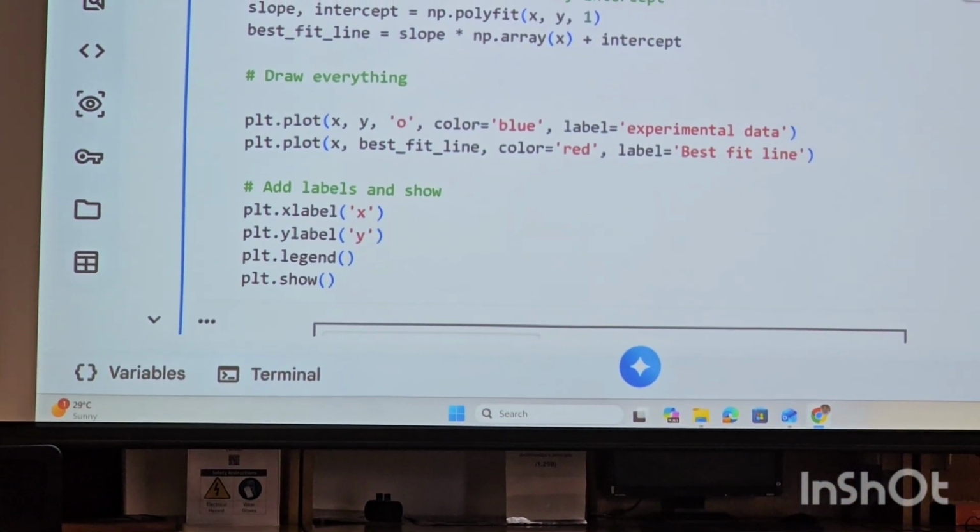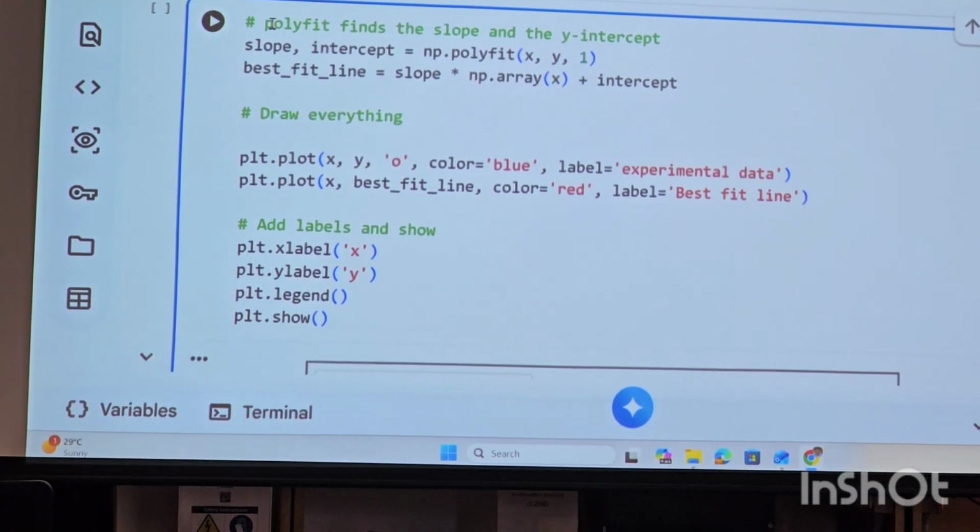So far we haven't taken into account any uncertainties. Keep that in mind.